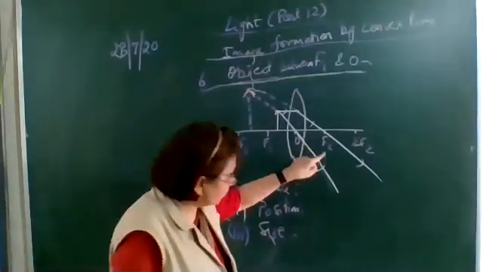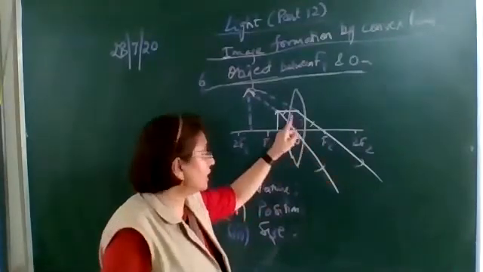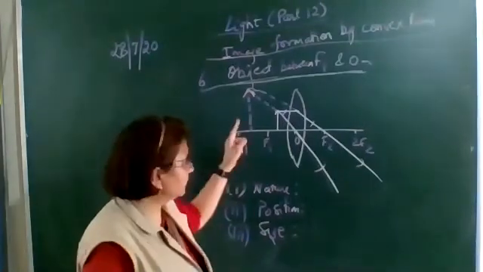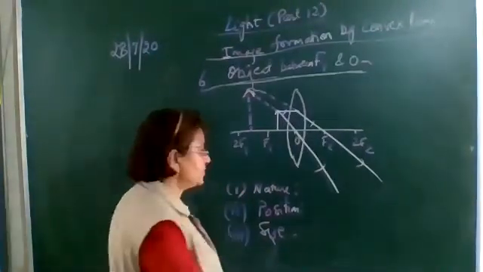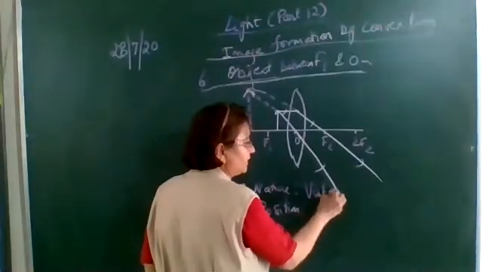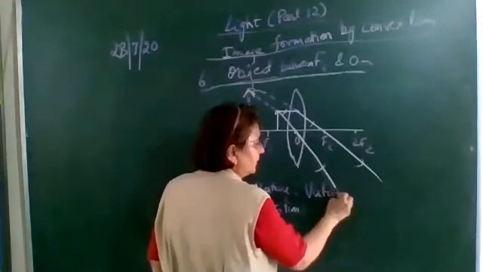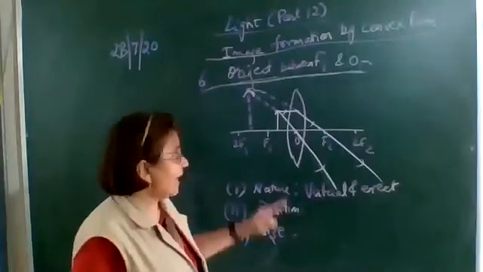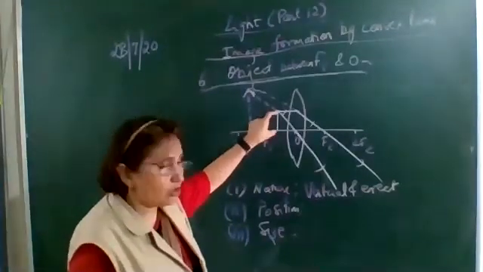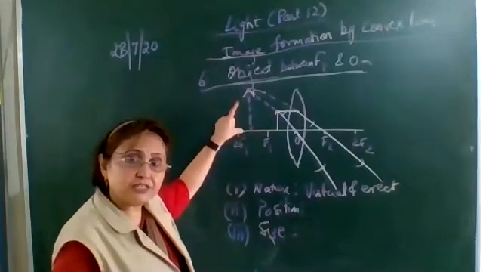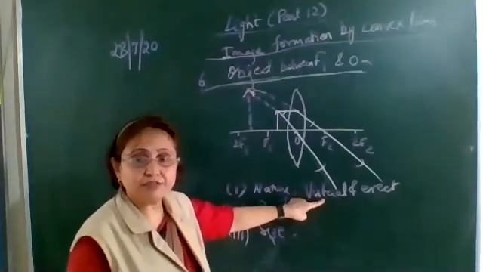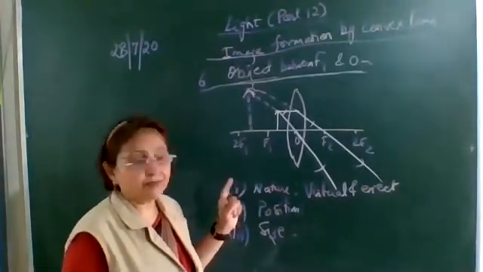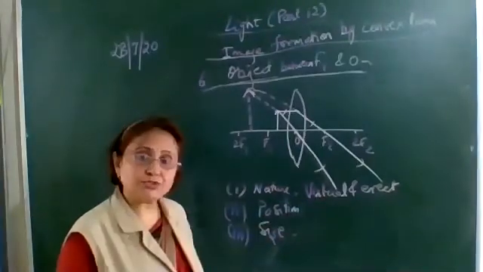Here the refracted rays are not actually meeting. They are appearing to meet. We are extending these refracted rays backward, then they are appearing to meet. So whenever the refracted rays appear to meet, the image is virtual, and virtual images are always erect. As you can see in the figure, the object is above the principal axis and the image is also found above the principal axis. It is not upside down. So it is an erect image. So the nature of the image is virtual and erect.